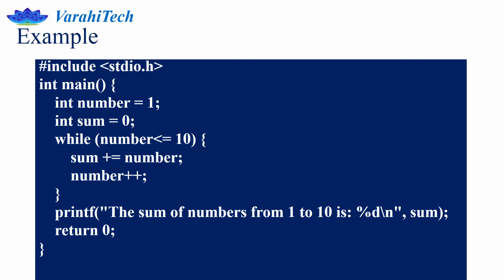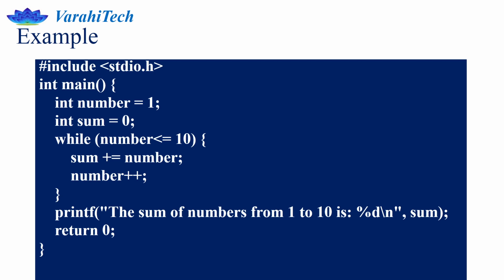The code begins by including the necessary header file stdio.h, which is required for input and output operations. The main function is the entry point of the program. Two variables are declared here. Number, to keep track of the current number being added to the sum, and sum to store the cumulative sum of the numbers. The while loop is set up with the condition number less than or equal to 10, which means the loop will execute as long as the number is less than or equal to 10.